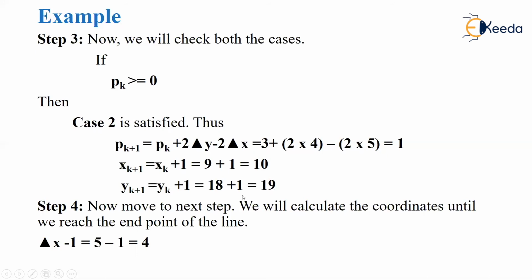Now how many times do we have to repeat case 2? For that we consider the formula delta x minus 1. The value of delta x is 5, minus 1 is equal to 4. So 4 times we have to iterate, or repeat the previous step, that is step 3, so that we can get all the pixels on the line.